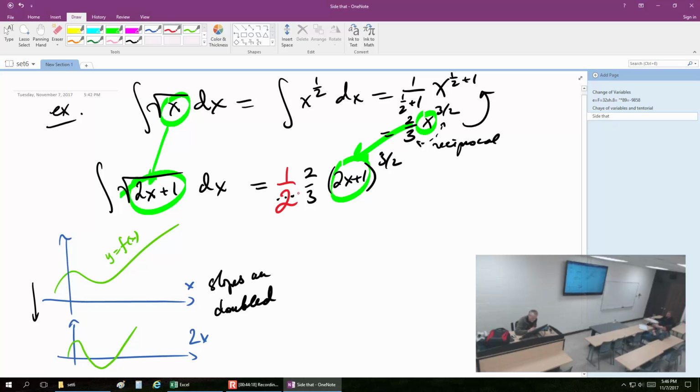Divided by 2, right? Because it is 1/2. So you stretch it, which means that the derivative will be doubled. Derivatives, or slopes, are doubled, but antiderivatives are the exact opposite, so they will be halved. Okay, and that is the answer then: 1/3, (2x plus 1) to the 3/2.